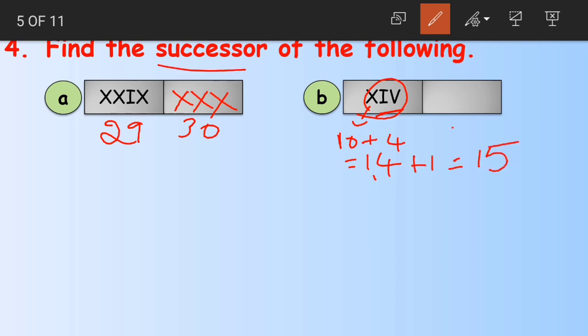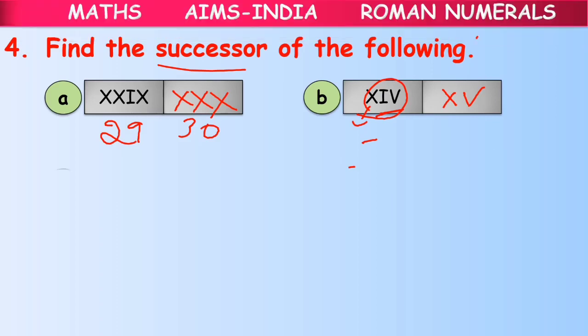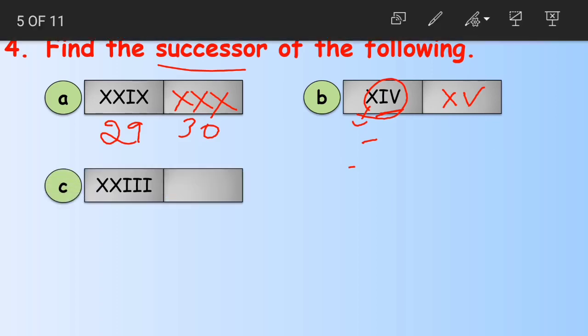Now how do we write 15, children? We write 15 as 10 plus 5. 10 is nothing but X. 5 is nothing but V. So the successor of XIV is equals to XV. The successor of 14 is equals to 15. Clear, children? Okay. The third question, XXIII.